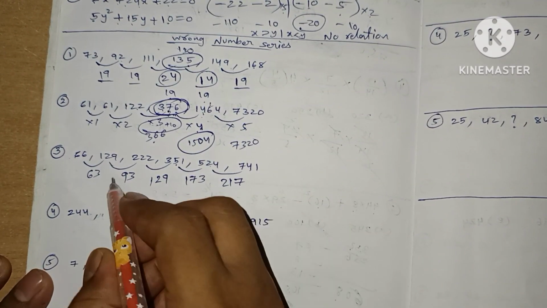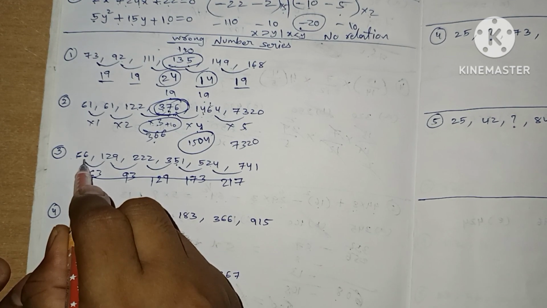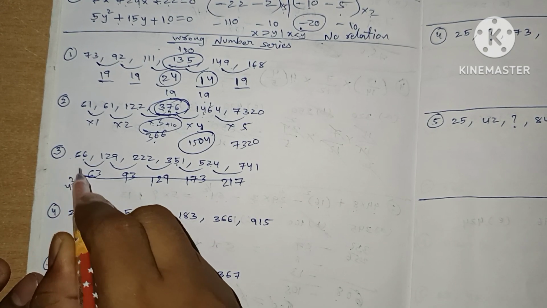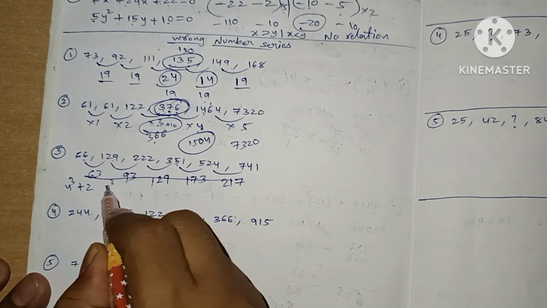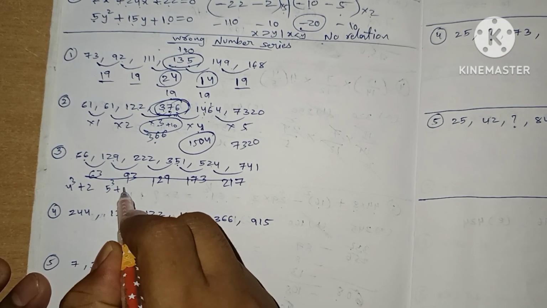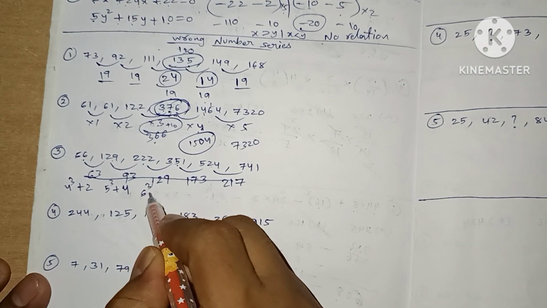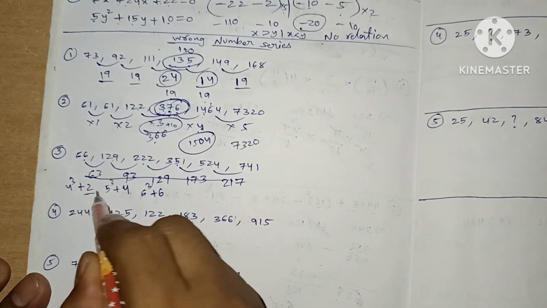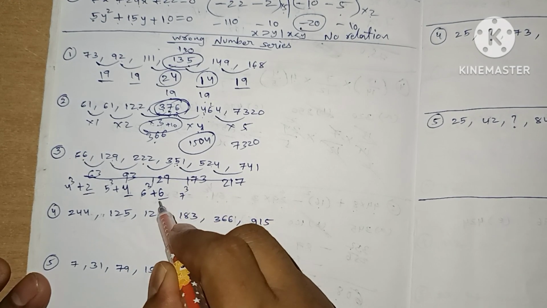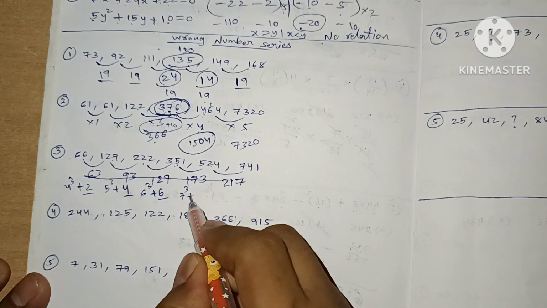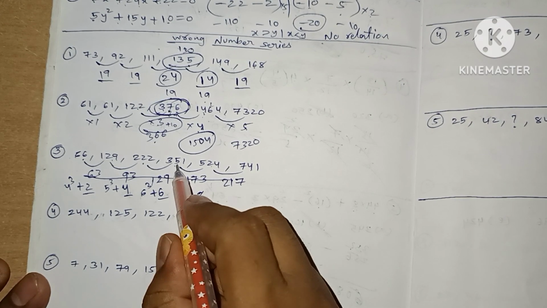So I don't see any pattern here, so we'll go with the direct numbers. This looks like 4 cube plus 2, which is 66. This looks like 5 cube, which will be 125 plus 4. And this looks like 6 cube, 216 plus 6, 246. So it must be 7 cube, which will be 343, 343 plus 8, which will be 351.